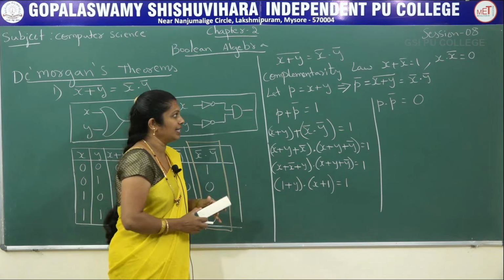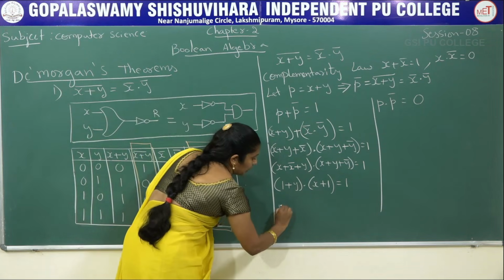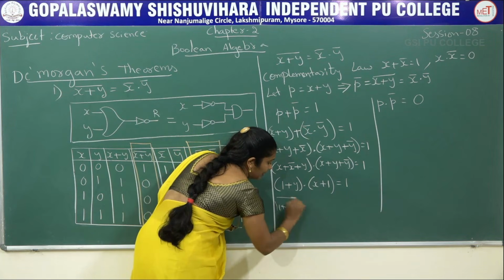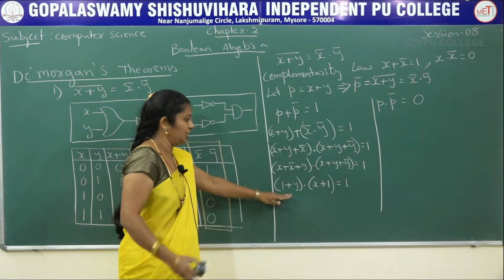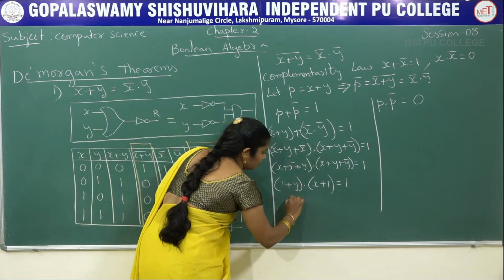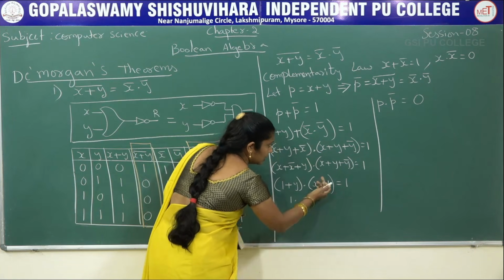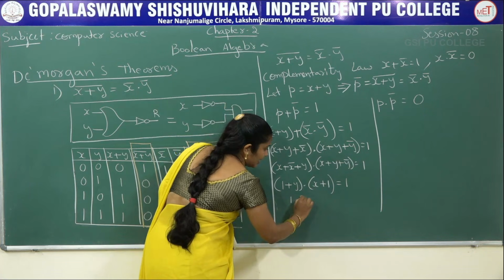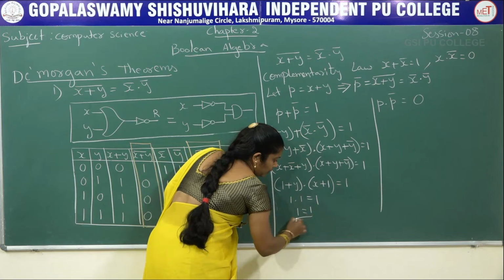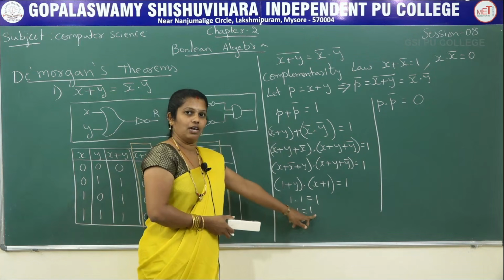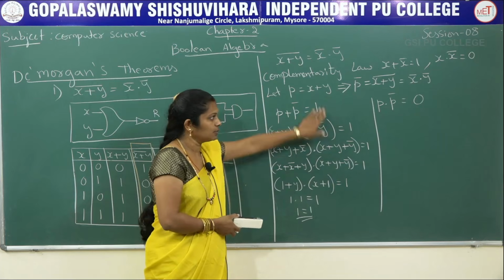What exactly does the law of addition state? That 1 plus x is nothing but 1. By using the law of addition, 1 plus y is nothing but 1, into 1 here. x plus 1 is once again 1, that equals 1. 1 into 1 is nothing but 1. Therefore the right hand side value equals the left hand side value. This part we have completed.